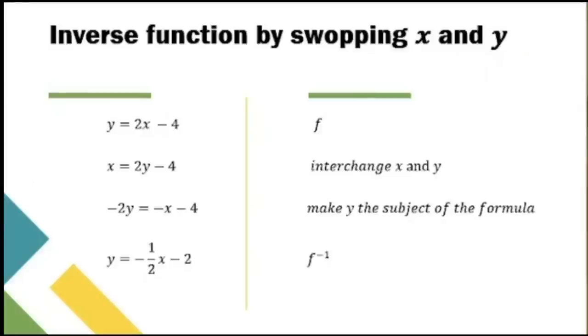So how do I obtain the equation of an inverse function? I swap the x and the y's. If I give you a function f, which is y is equal to 2x minus 4, to obtain the equation of the inverse, I swap the x and the y's. This means everywhere I get a y, I replace it with x, and everywhere I get an x, I replace it with y. So my equation changes to x equals 2y minus 4. The next step is to make y the subject of the formula. So I get negative 2y equals negative x minus 4. My final step is to write it in standard form. By dividing by negative 2, I get y equals negative 1/2 x minus 2. And that would be the equation of my inverse function.